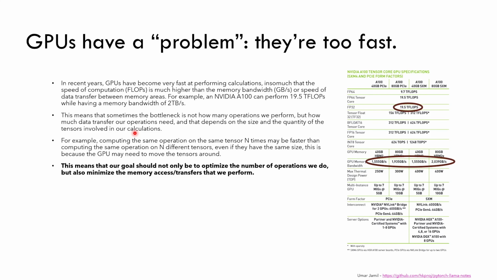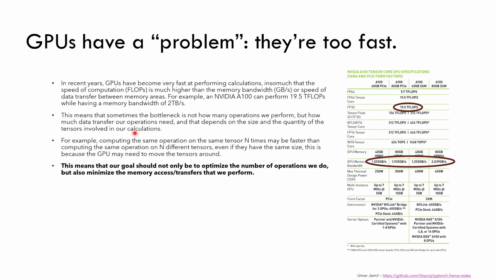So this means that our goal should not only be to optimize the number of operations we do with our algorithms, but also minimize the memory access and the memory transfers that our algorithms perform, because the memory access and memory transfer are more expensive in terms of time compared to the computations. And this also happens with software when we do I/O, for example.